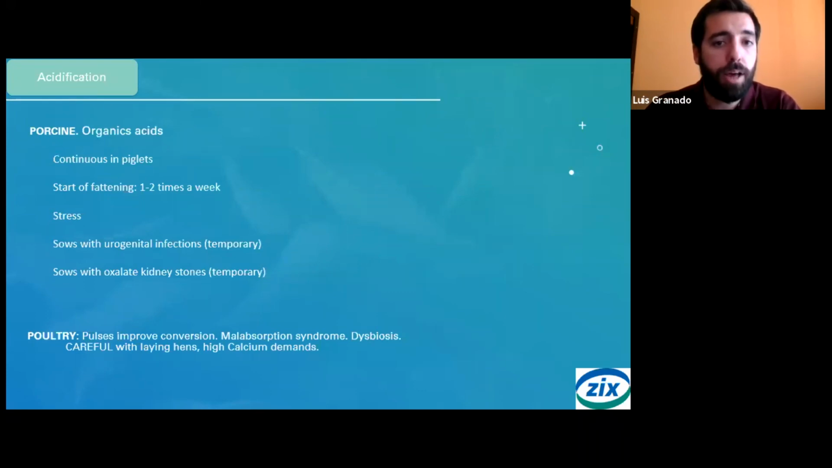In pigs production, for example, organic acids, we work continuously with piglets because they normally have many diarrhea-related problems, and it helps a lot. Also, at the beginning of fattening or when stressful situations might occur, like a feed change, well, in those cases, at least do it for a week. We even recommend using for a couple of weeks when the animals start with the fattening, right?